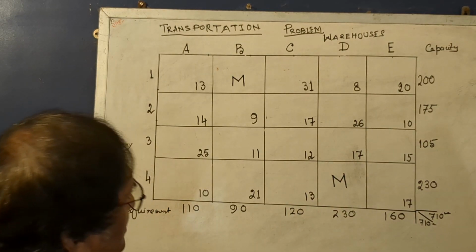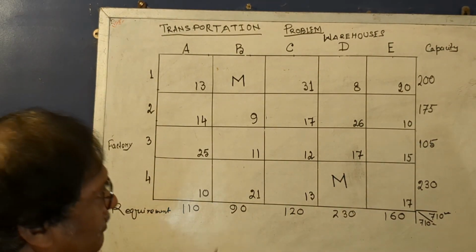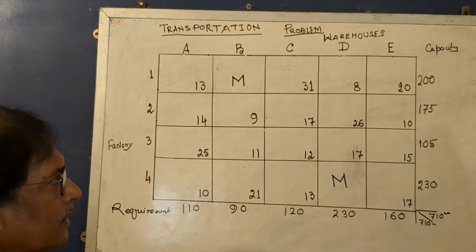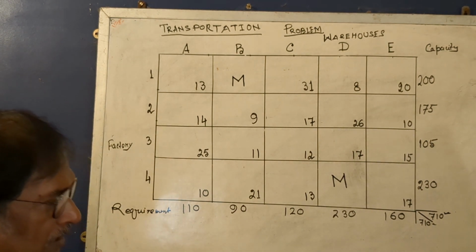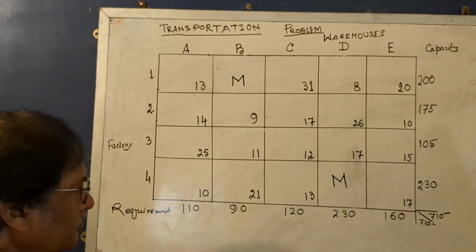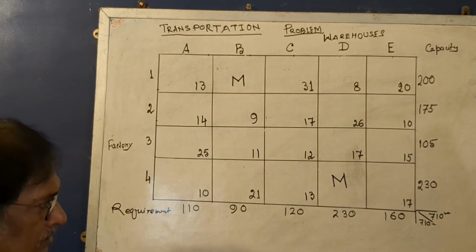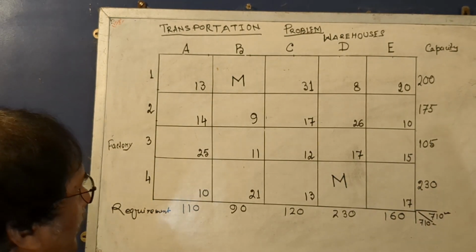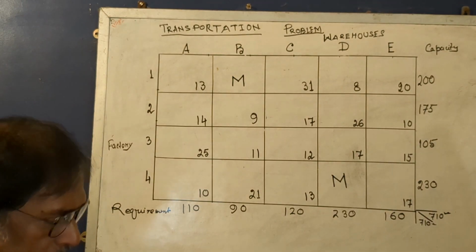These are same. That means it is a balance problem. If it is not a balance problem, then you have to build in different way. First you have to add dummy, as I have already discussed in my separate videos. Okay, but in this case you have to face no problem. It is a balance problem. Now I'm going to start application of VAM to find out the basic feasible solution.